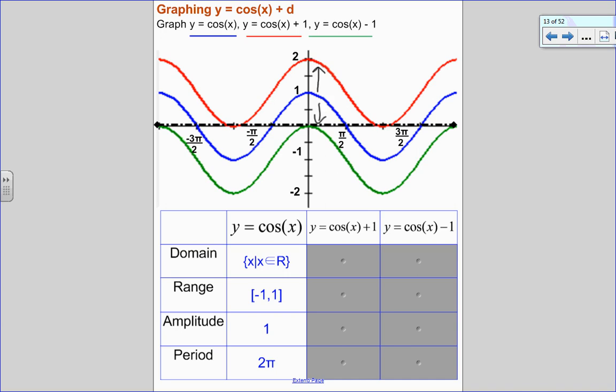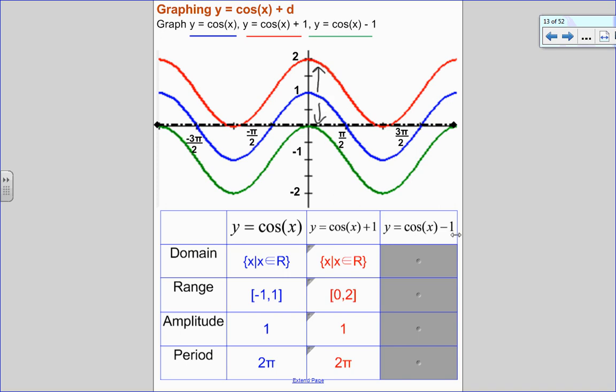So because this is vertical, it affects anything that is vertical, meaning it's going to only affect the range. When I go up 1, I'm going to go from negative 1 up 1 to 0, and from 1 up 1 to 2, so 0 to 2. The amplitude doesn't change. The amplitude is really the height of the graph, so I'm not vertically stretching it. That's what affects the amplitude. The domain and the period are also not affected because those are not vertical quantities. So it looks like just the range is affected in this table.